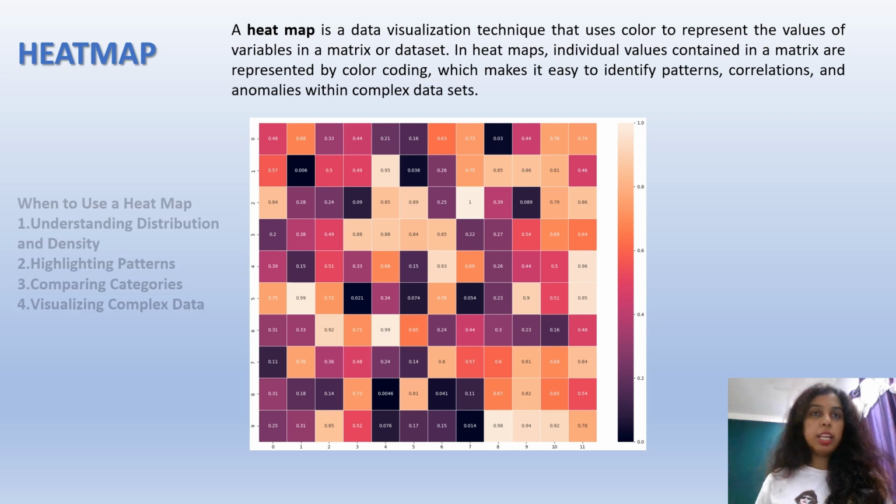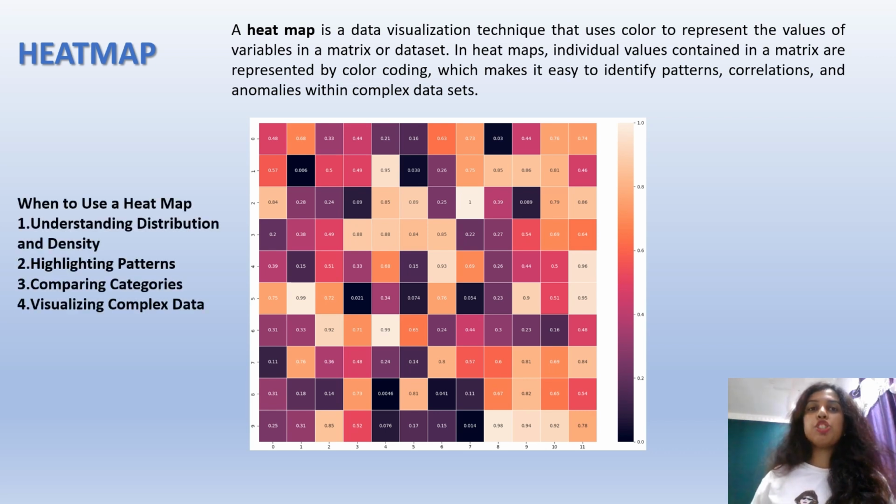Let's see when to use a heat map. Understanding distribution and density, the very first point. Heat maps are effective for visualizing the distribution and density of data points across a matrix. For example, in a temperature map, you can see temperature variations across different geographical locations.